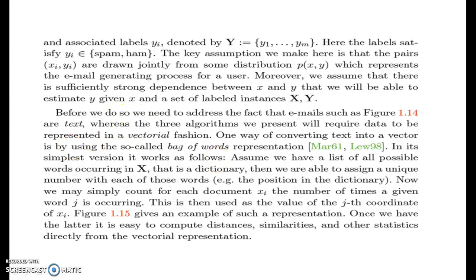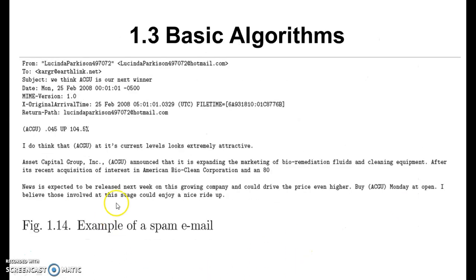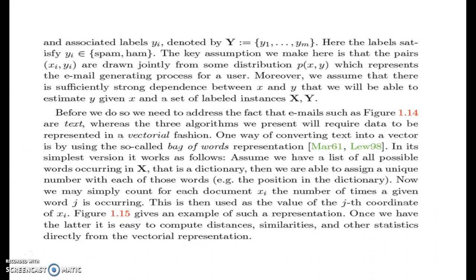Before we do so, we need to address the fact that emails such as in figure 1.14, this is the email that we have here, are text, whereas the three algorithms we present will require data to be presented in a vectorial fashion. So one way of converting text into a vector is by using the so-called bag of words representation. And in its simplest version, it works as follows.